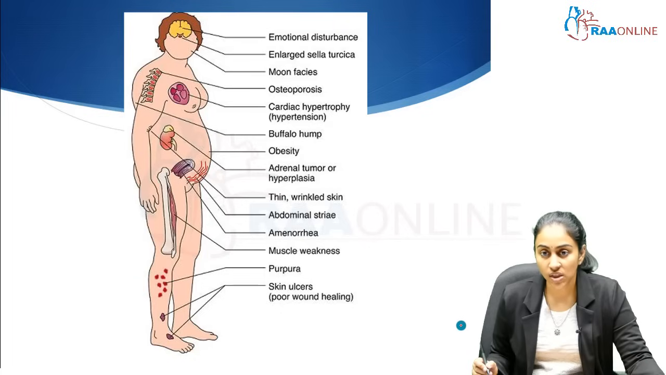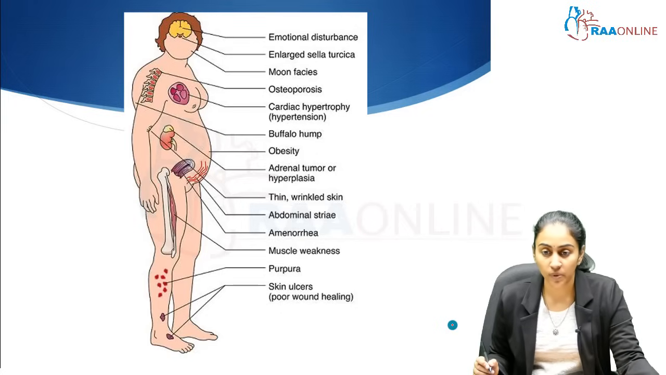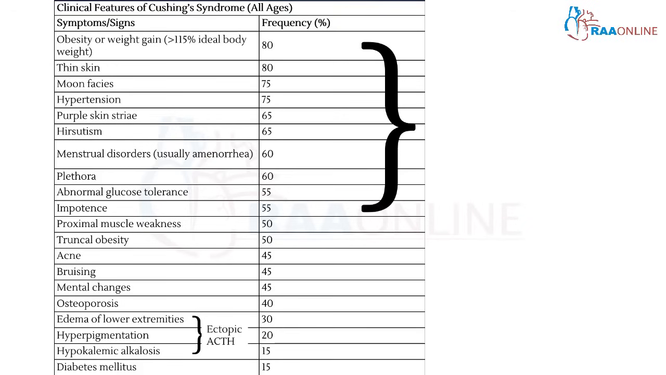So, moon facies, buffalo hump, obesity, central obesity, abdominal striae. In addition, there will be proximal myopathy, purpura, skin ulcers, osteoporosis, emotional disturbance, mood disorders, cardiac hypertrophy, all of this. From this chart, we are able to see that the more common features include obesity, moon-like facies, hypertension, purplish striae, menstrual abnormalities and abnormal glucose tolerance. These are the more often reported clinical symptoms.